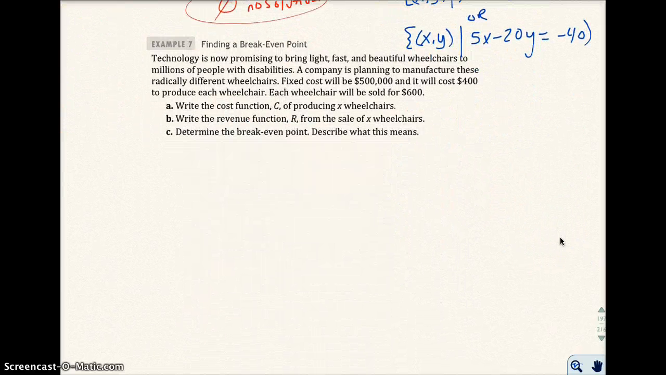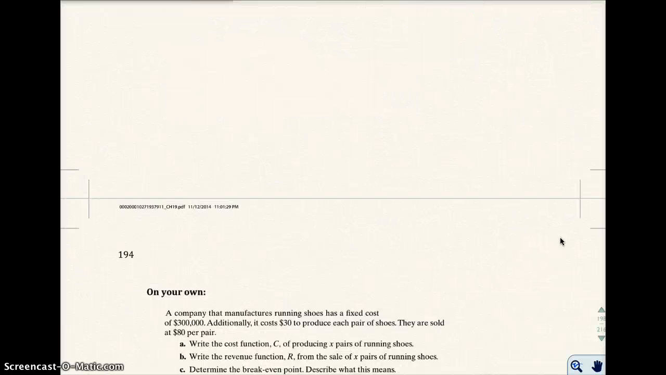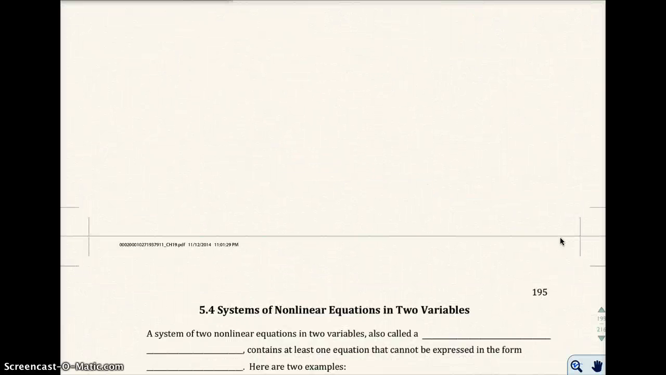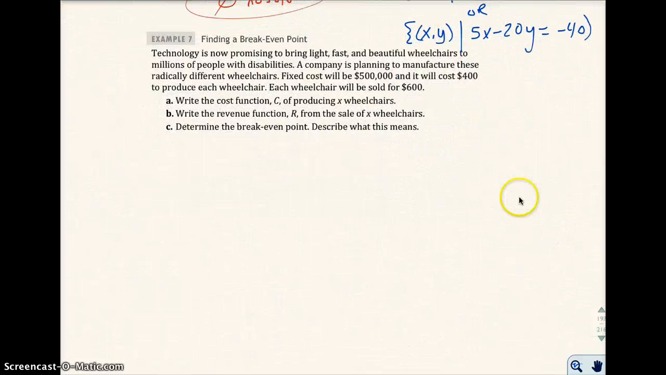Example 7. Here's a real life problem, and I think I'm going to run out of time. I've got a minute left, so I'll go ahead and do example 7 in the next video, and then that will be the end of this section. I think I only have those examples. Okay? So go ahead and stop the video, and then start the next part to finish this section.